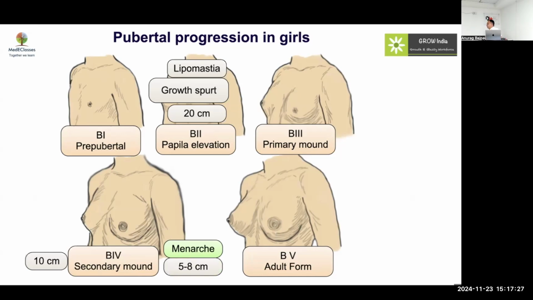So if you have a girl, which I often say has a height of 135 centimeters, at stage 2, she will land up 155. If she is stage 4, she will land up 145. If she is menarchal, it will be like 140 centimeters. So you need to really look at puberty when you decide whether you want to do some intervention or not.